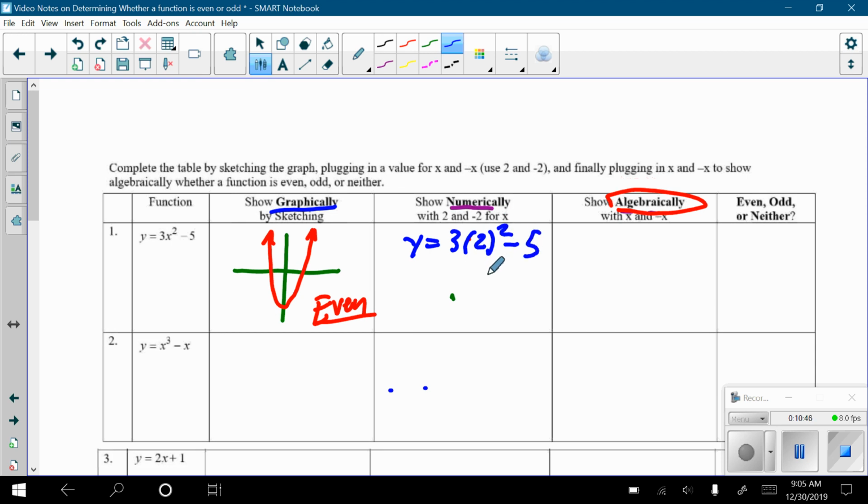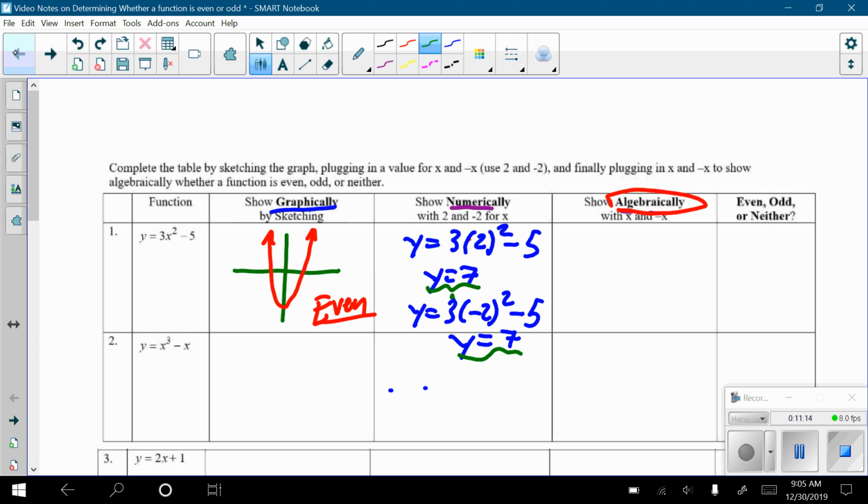Okay, math, math, math, we get out 7. We're going to plug in -2 for x. Math, math, math, we also got out 7. Then we're going to pause now, and we're going to say, wait a second. If I plugged in 2 and I got out 7, I plugged in -2 and I got out 7, that's what happens when our function is an even function.